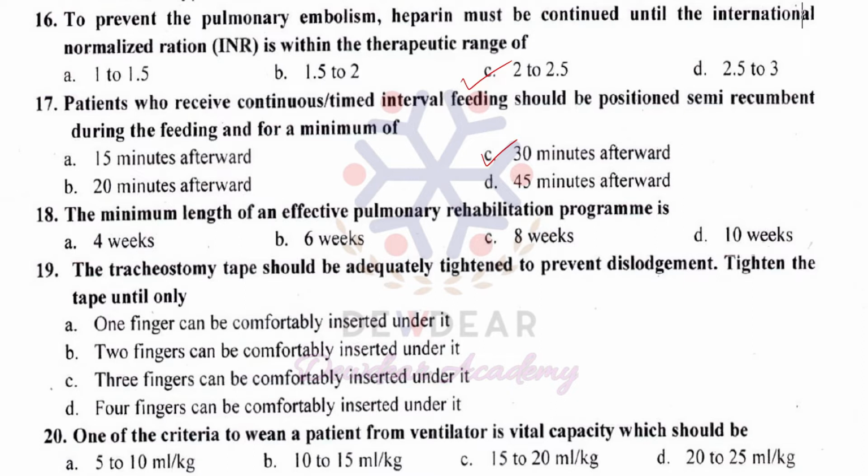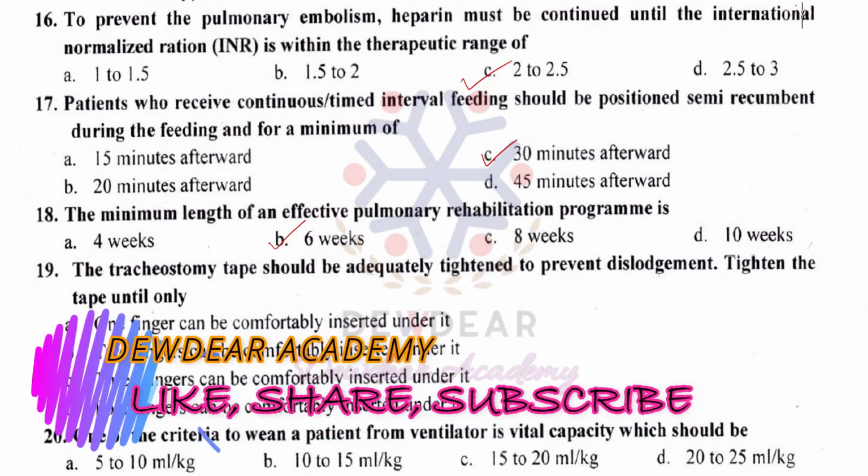The next question, the minimum length of an effective pulmonary rehabilitation program is. Options are 4 weeks, 6 weeks, 8 weeks, 10 weeks. What is the minimum length of an effective pulmonary rehabilitation program? The correct answer here is option B, that is 6 weeks. A minimum of 6 weeks of pulmonary rehabilitation program should be given for an effective program.